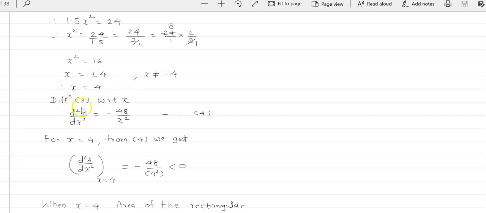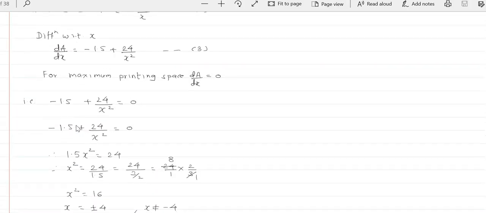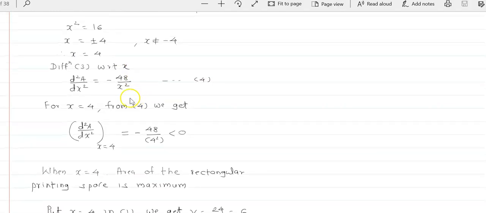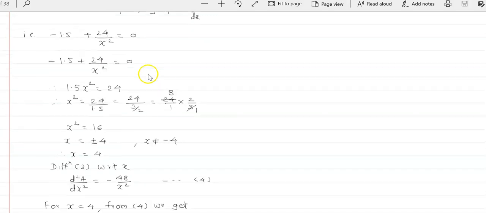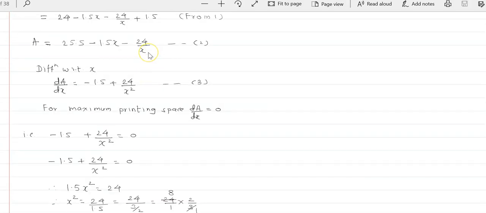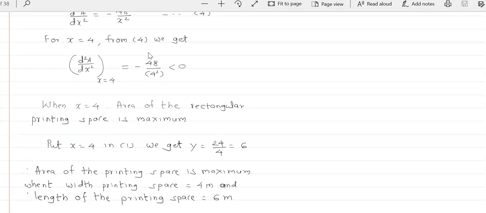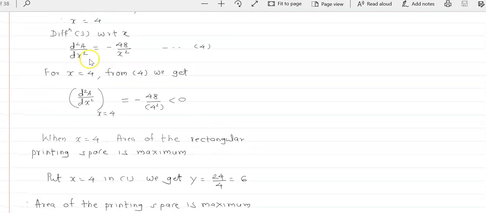Now, differentiate this again with respect to x. d2A by dx square: dA upon dx, if we differentiate this, then you will get minus 48 upon x cube. This is 1 upon x squared and its derivative is minus 2 upon x cube. That is, d2A upon dx square is minus 48 upon x cube. Now d2A upon dx square at x equal to 4 is negative. Hence, when x is equal to 4, the area of the rectangular printing space is a maximum.